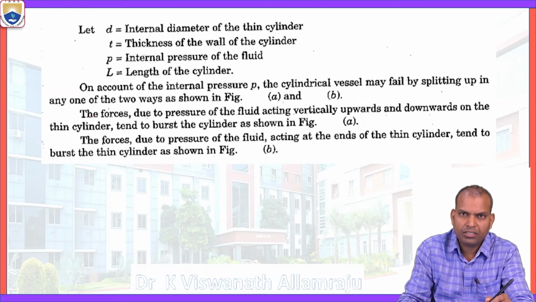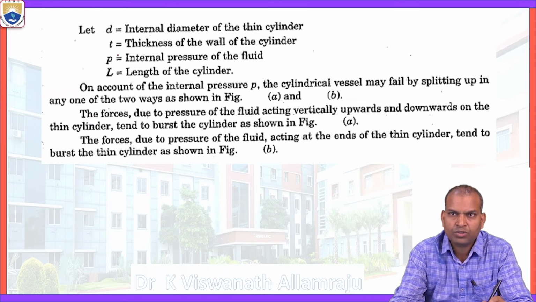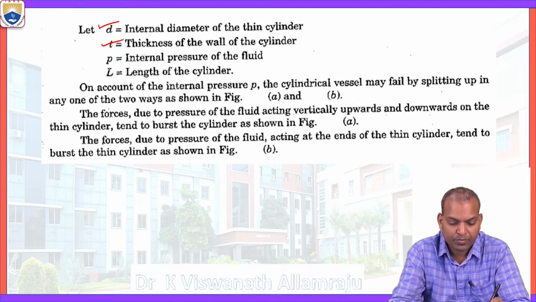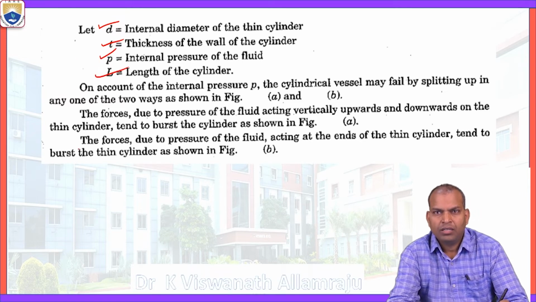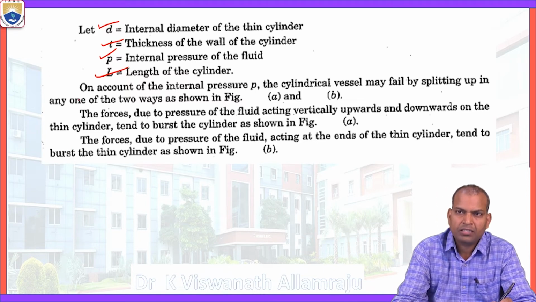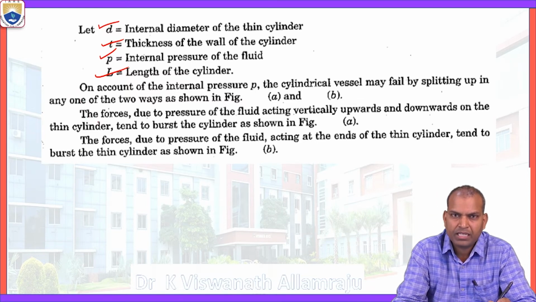So let us know some of the things where small d is the internal diameter of the thin cylinder, and small t is the thickness of the wall of the cylinder, where P is the internal pressure of the fluid, and where L is the length of the cylinder. So on account of the internal pressure P, the cylindrical vessel may fail by splitting up in any one of the two ways, as we are going to show you.